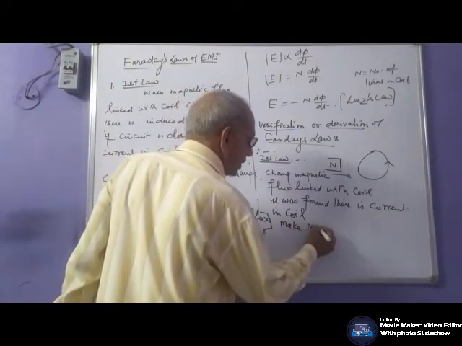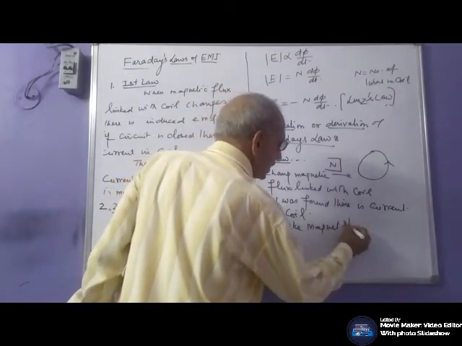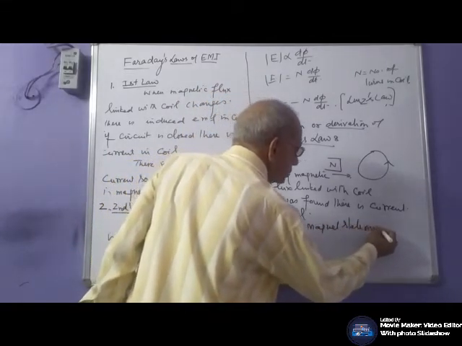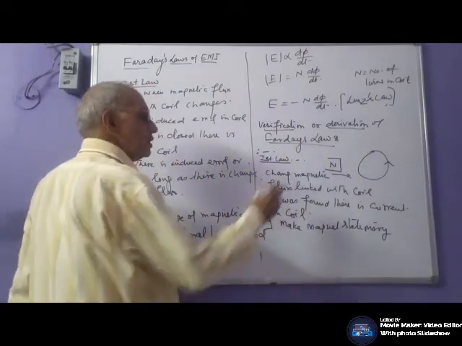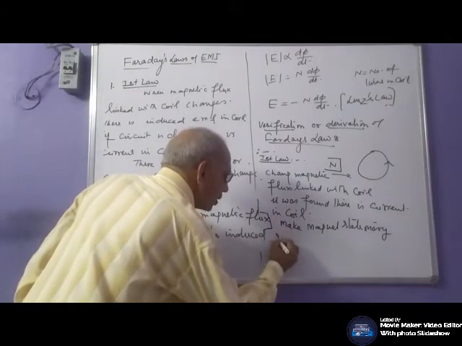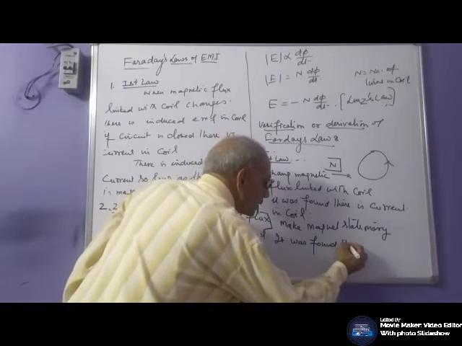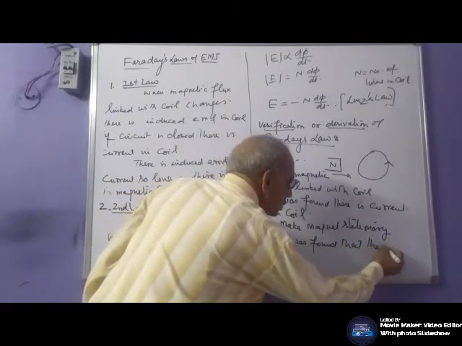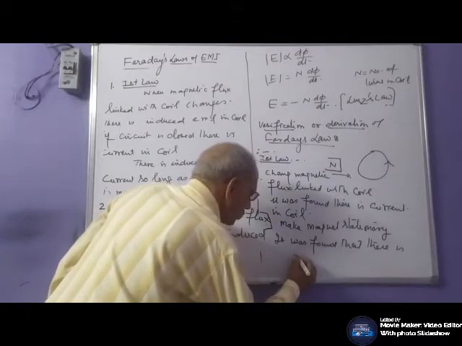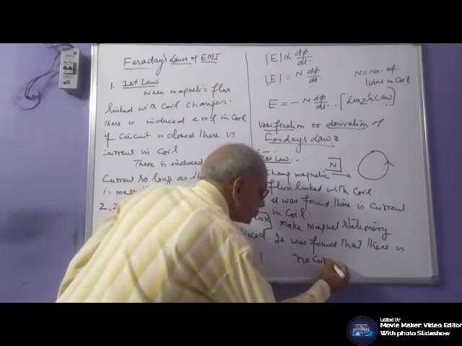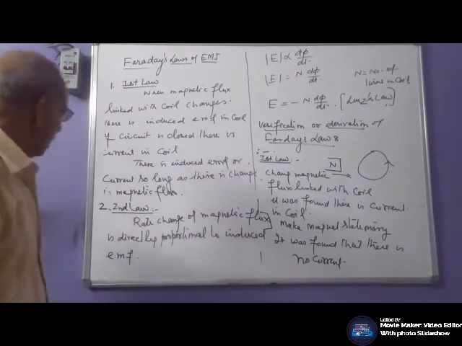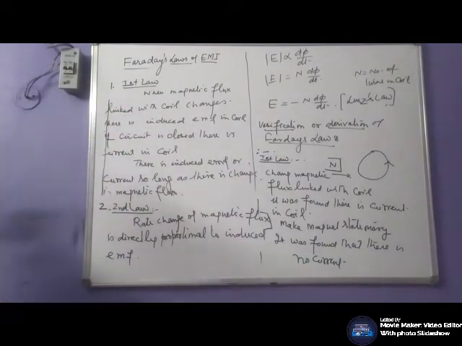Make magnet stationary. This means no change in magnetic flux. It was found that there is no current. तो क्या होगा? हिला होगा. तो first law is what? Verified, derived, proved.